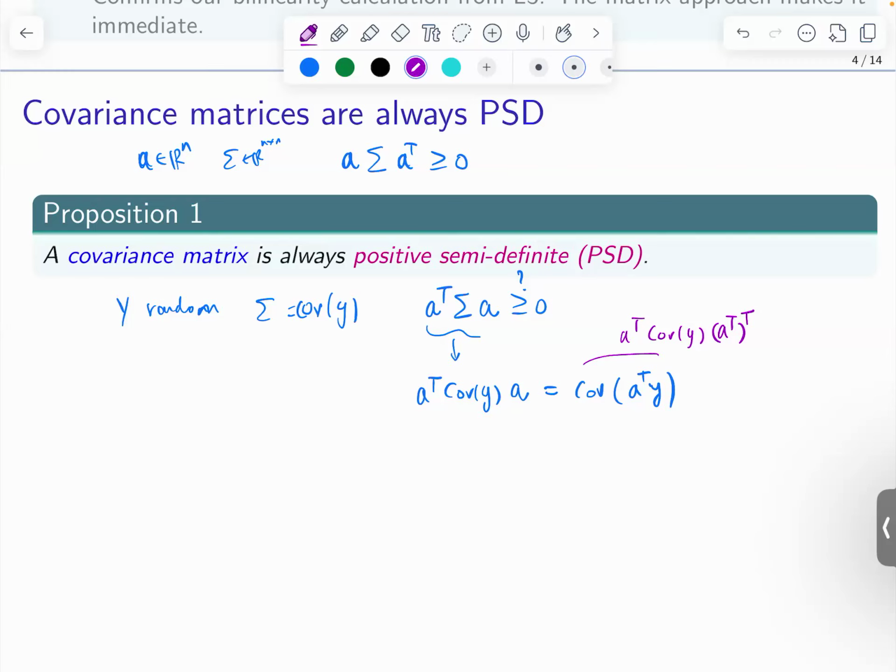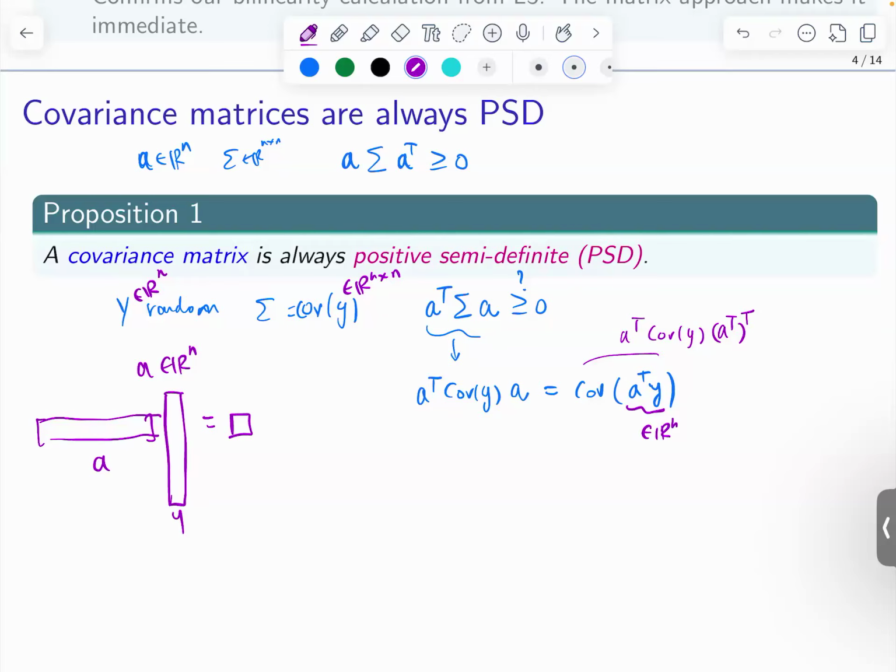So what is the dimension of this? y is going to be in Rn. This is going to be in Rn by n. And A is going to be in Rn as well. So what is the dimension of A transpose y? I have a row vector times a column vector. This is going to be A multiplied by y. What is the dimension of the result? 1. So it's a scalar.